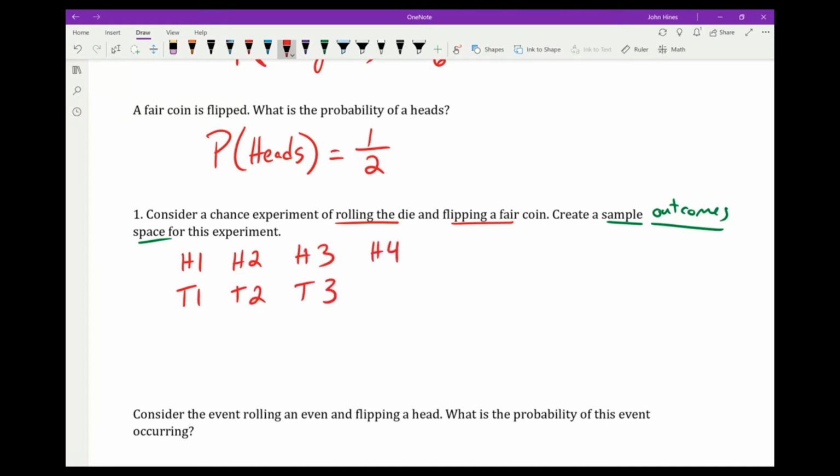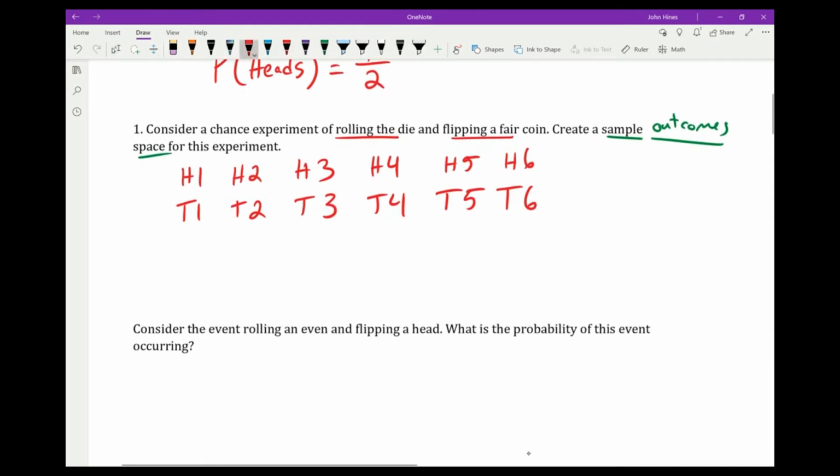I'm going through all possible outcomes of these two events occurring together. What are all the different outcomes that could occur? And notice there's 12 of them. There's 12 different outcomes that can occur here. So this here is called my sample space because it represents all the events.